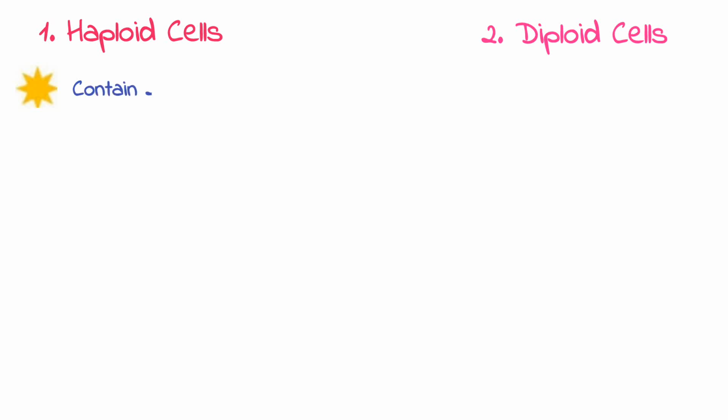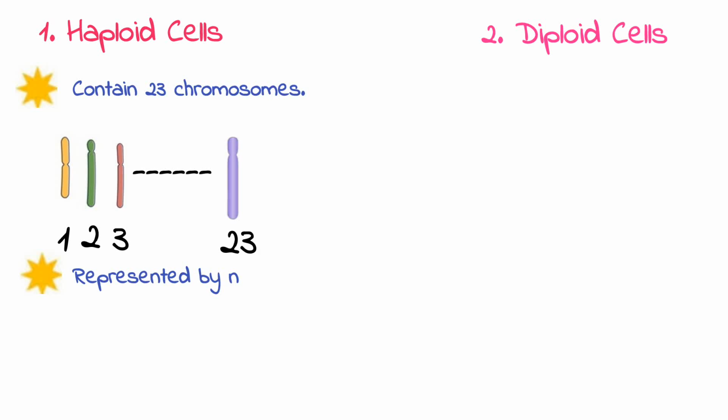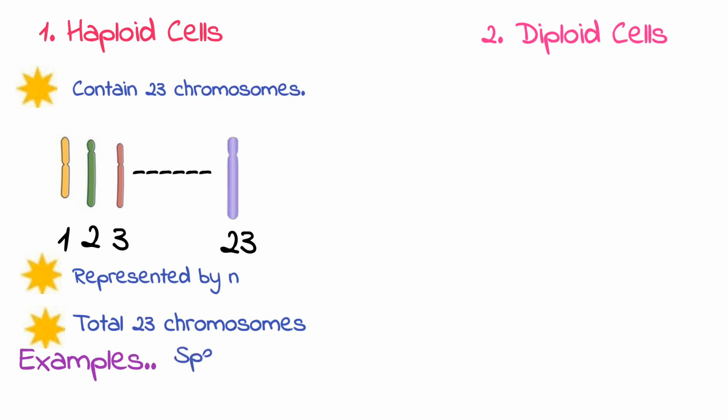Remember that there are 2 types of cells, haploid cells and diploid cells. In a haploid cell, there are a total of 23 chromosomes, 1, 2, 3, up to 23, but each chromosome is single, not in pairs. As each chromosome is single, haploid cells are represented by N. Examples of haploid cells are sperm in males and egg cells, oocytes, in females.